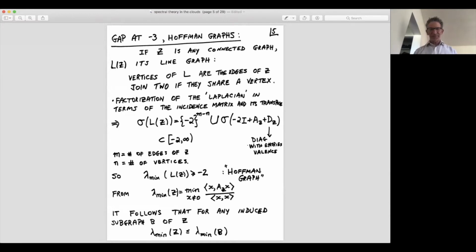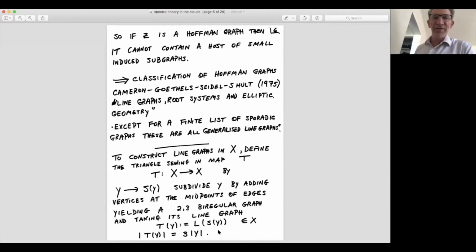not permissible. So this means that if you have a Hofmann graph, it cannot contain such a subgraph, because you can just go look at many small induced subgraphs. They can't be there, because otherwise there'd be an eigenvalue less than -2. So there are theorems by Seymour and Robertson, which tell you that if you have families of graphs which omit certain induced subgraphs, they're forbidden, then often you can classify those graphs.